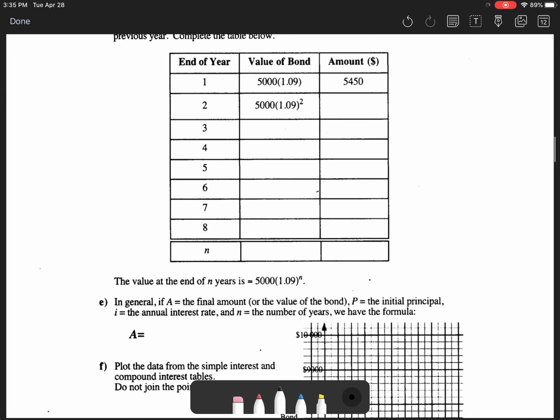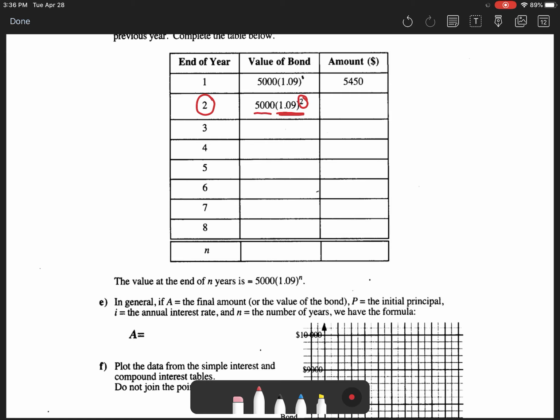So those are all just expressions. What you're really interested in are the end expressions, so the ones with the check marks that I have there. That's what I really want to focus on moving forward, because as we take a look at the chart on the next page, that's what we are going to be coming up with for the value of the bond and the final amount. So again, for year 1, it's 5,000, 1.09 to the exponent of 1. So that's obviously 5,450.